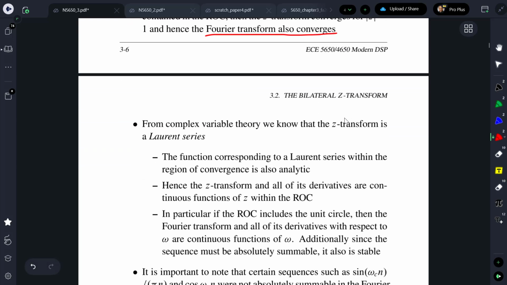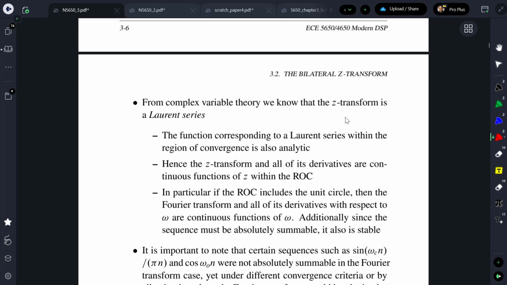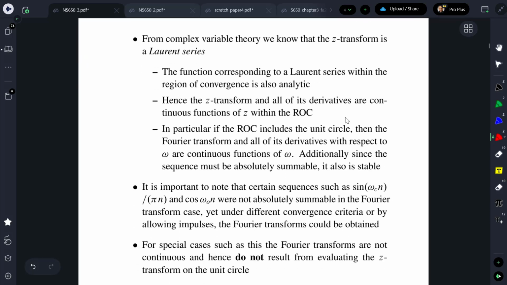So where do some of these neat properties come from? They come from Laurent series, which is something that I first bumped into when I took complex variables. I'm not making you learn these things, but I'm just pointing out that a Laurent series is kind of like the definition of the Z transform. It's a sum of something. It's a series. And then the Z transform itself is the function corresponding to the series.